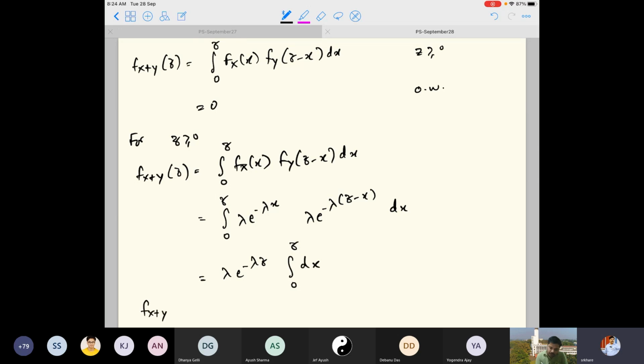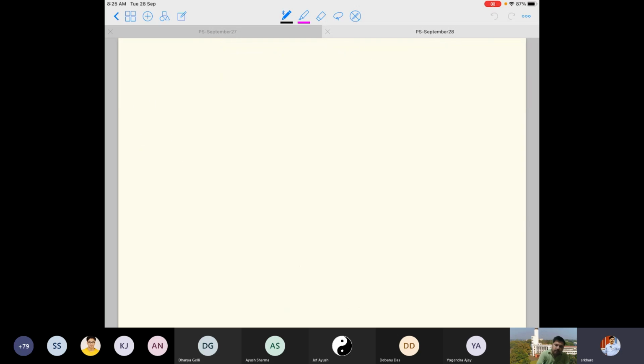So f of X plus Y at z is basically, sorry, you will have lambda square, right? So you have lambda square e power minus lambda z into z for z greater than 0. This is what we have. If I write this down properly, I'll have the PDF lambda square z e power minus lambda z for z greater than 0, and equal to 0 otherwise. So this is the density of X plus Y.